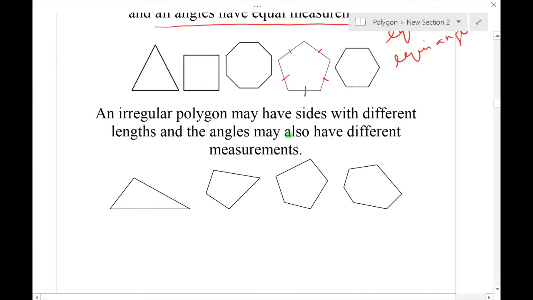An irregular polygon may have sides with different lengths, like for example in this case a triangle with different lengths and different measurements of angles, and so on and so forth. And the same way a quadrilateral, pentagon, and so on. So the most important difference that we would have to note is that a regular polygon is one where all sides will have the same equal measurement and all angles will also have the same equal measurement. In an irregular polygon, it doesn't have to be like that.